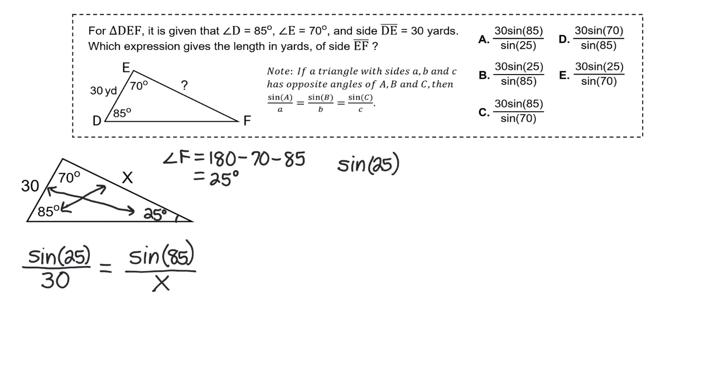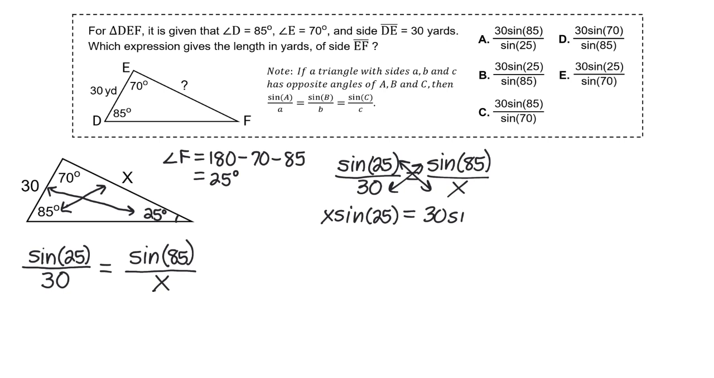So I'm just rewriting the problem. We'll do the cross multiplying. Cross multiplying the diagonals, we're going to end up with x times the sine of 25 degrees has to equal 30 times the sine of 85 degrees. From there, sine of 25 is just a number. You can easily throw that into your calculator and figure out what the value is.